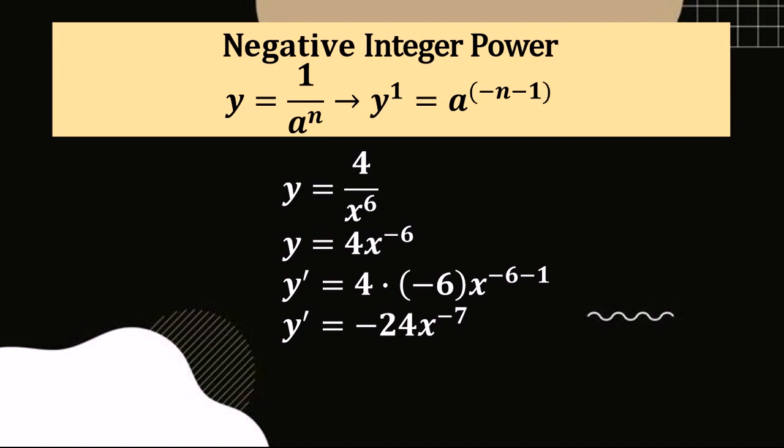We can still simplify this and turn it into a fraction because the exponent is negative. So it will be negative 24 over x raised to the power of 7.